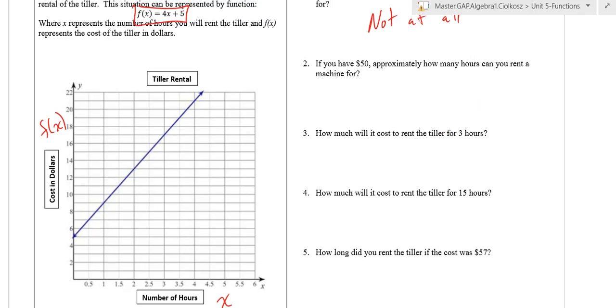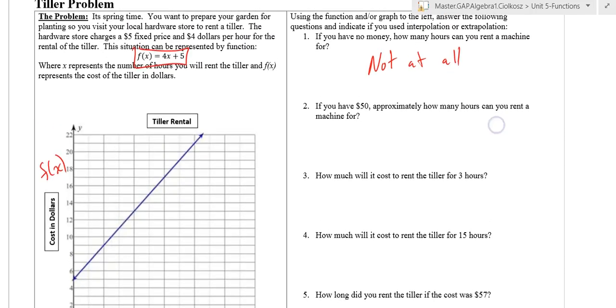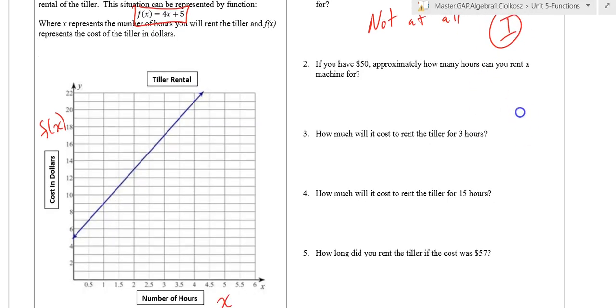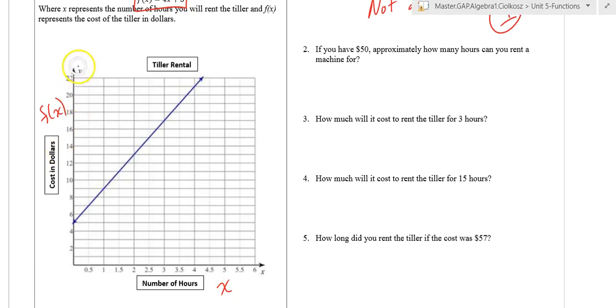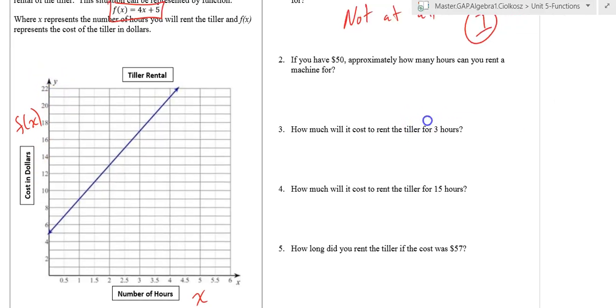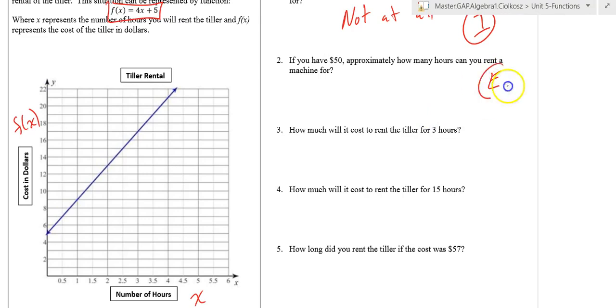If you have $50, how long? Oh, and this one would also be interpolation, because it's technically on a graph. How long can I rent a machine for? So $50, that's, whoa, that's not on my graph. So I can tell you already it's extrapolation. And I'm going to need my equation. So f of x would be 50. Doing a little bit of solving here, that would give me x is equal to 11.25. So I could rent it for about 11.5 hours.